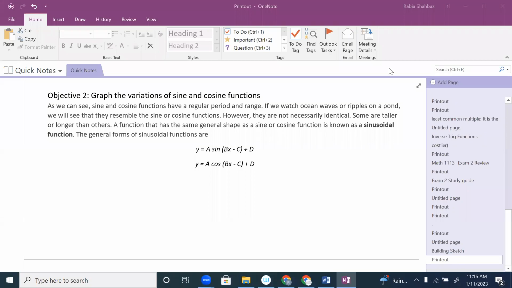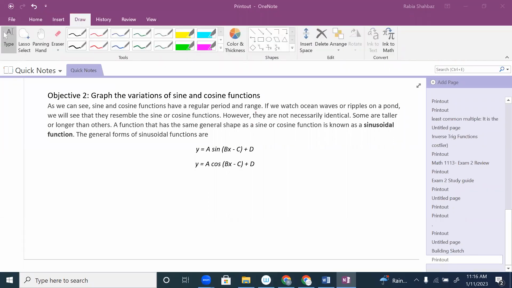Hello students, this is part 2 of the graphing sine and cosine functions video. In this video, we will look at different transformations of the sine and cosine functions.